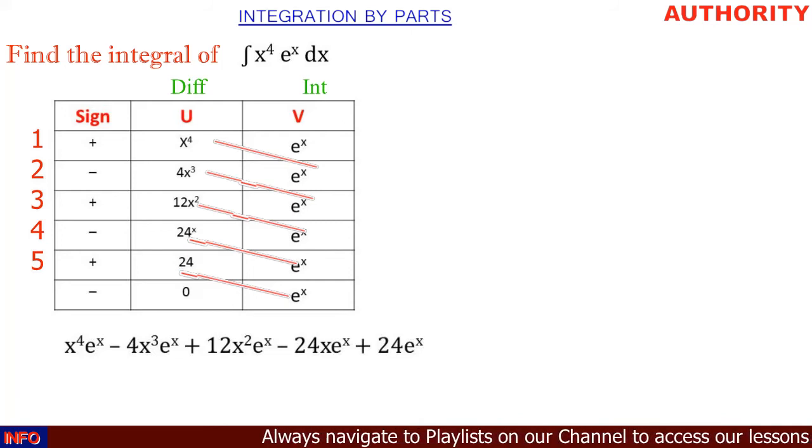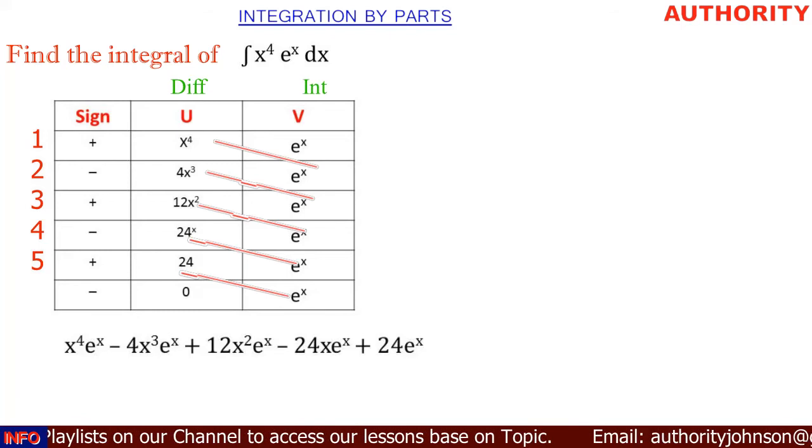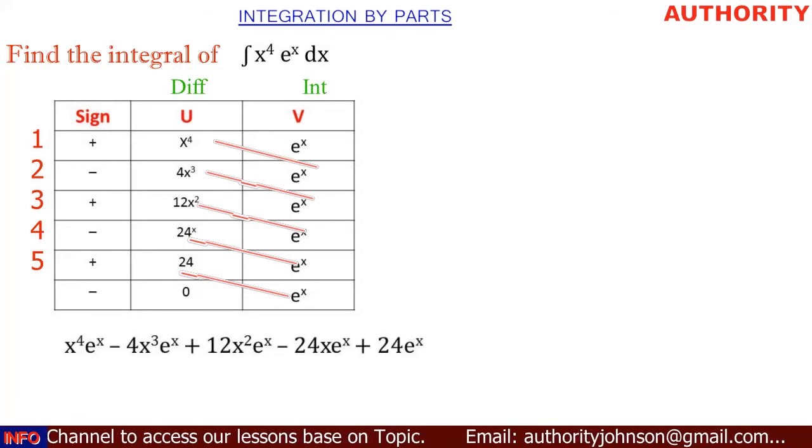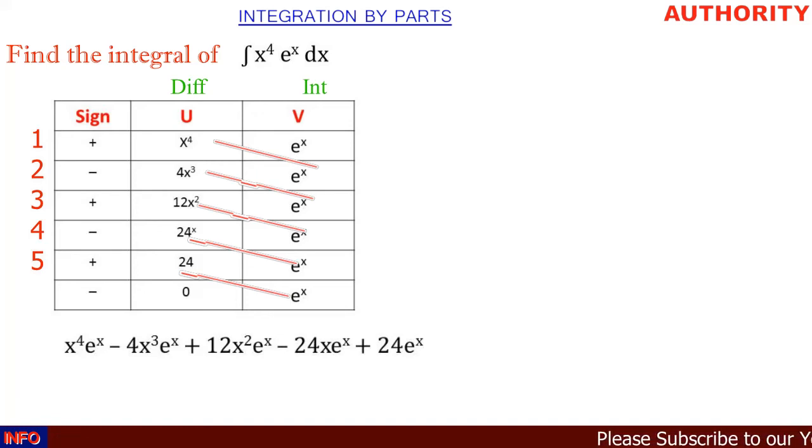And then the next one, which is row 4, we have minus 24x multiplied by e raised to power x is going to give us minus 24x e raised to power x, plus we have 24 multiplied by e raised to power x is going to give us 24 e raised to power x. And then here we have multiplied and we obtain the values x raised to power 4 e raised to power x minus 4x cubed e raised to power x plus 12x squared e raised to power x minus 24x e raised to power x plus 24 e raised to power x.